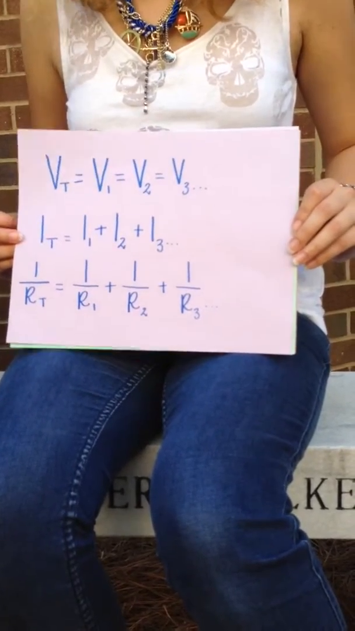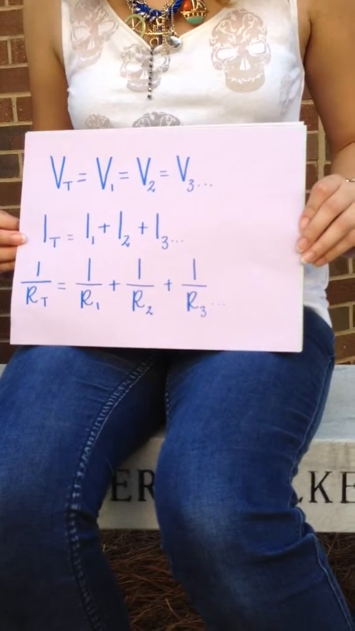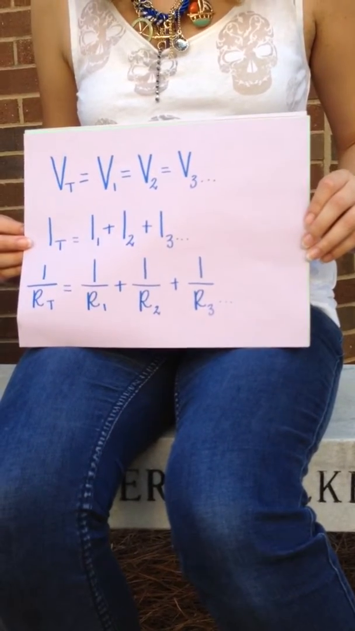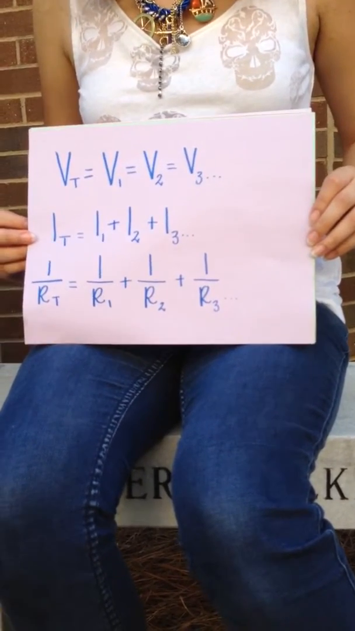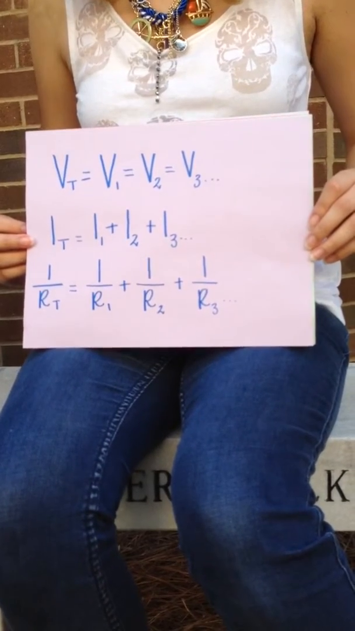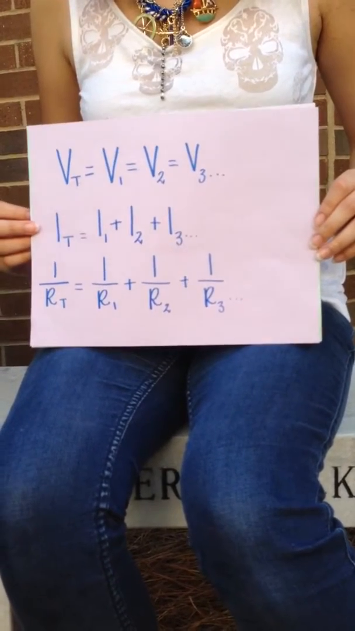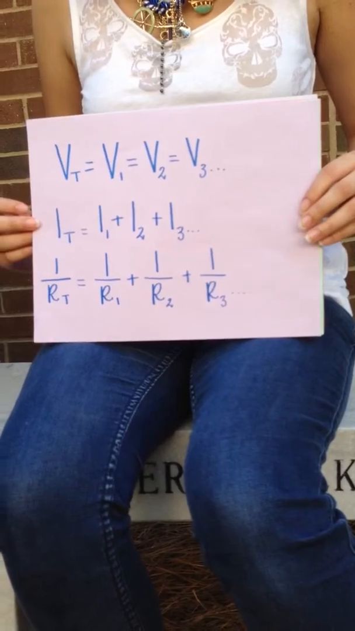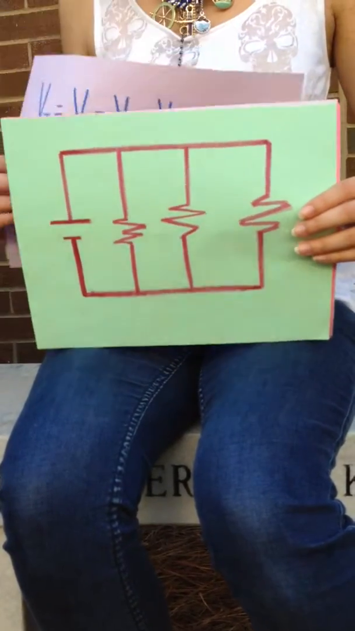Also, to solve this problem, the rules you need to know are: the total voltage is the same throughout the whole problem, the total current is the sum of all the current in the problem, and the total resistance is the inverse of the sum of all the inverses of the resistors.